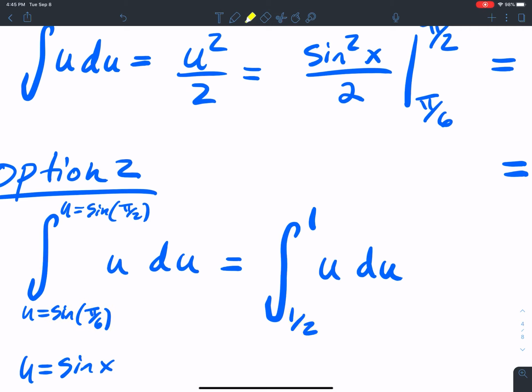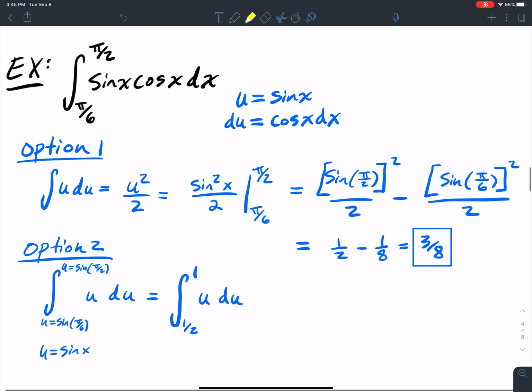So now I integrate, and so what is this saying here? This is saying that the integral of u du, which is a line that passes through the origin with slope 1, from 1/2 to 1 has the same area as sine x cosine x from pi over 6 to pi over 2. Kind of interesting, okay?